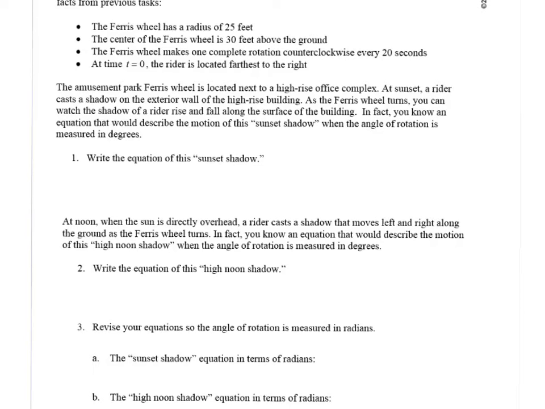As the Ferris wheel turns, you can watch the shadow of the rider go up and down along the surface of the building. In fact, you know an equation that would describe the motion of the sunset shadow when the angle of rotation is measured in degrees. This is going to be a height on that building.